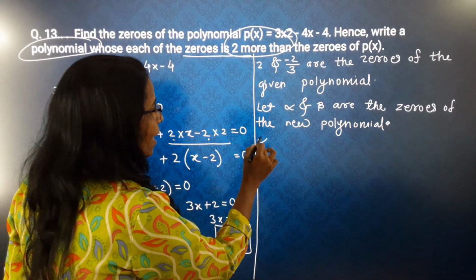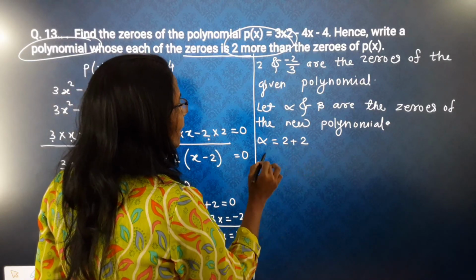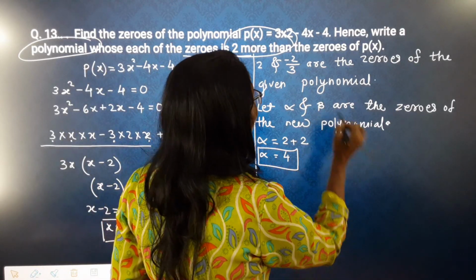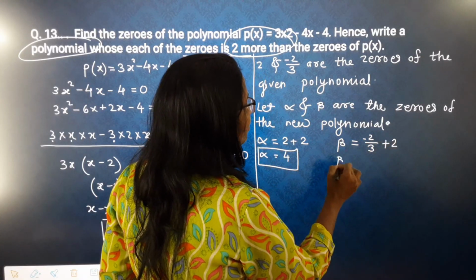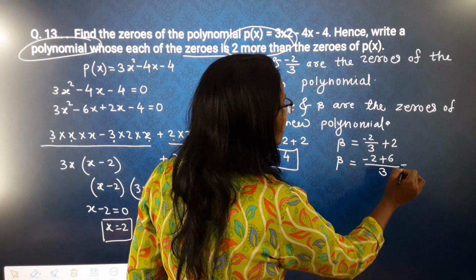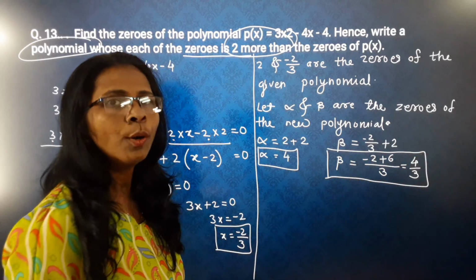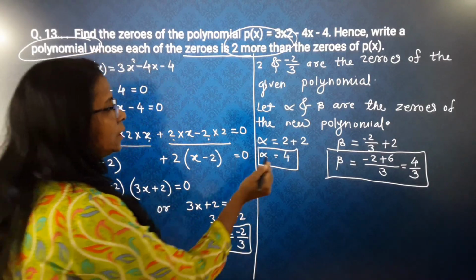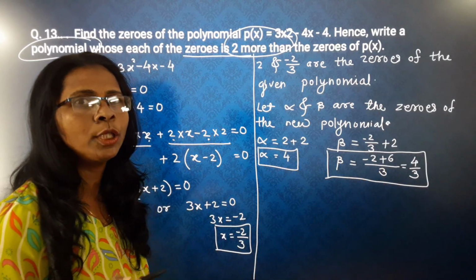That means students, alpha is equal to the original one, 2, then more than 2. That means alpha is equal to 4. And then beta is equal to minus 2 upon 3 original one, and more than 2, that means beta is equal to minus 2 plus 6 upon 3, which is equal to 4 upon 3. So now here 4 and 4 upon 3 are the zeros of the new polynomial.